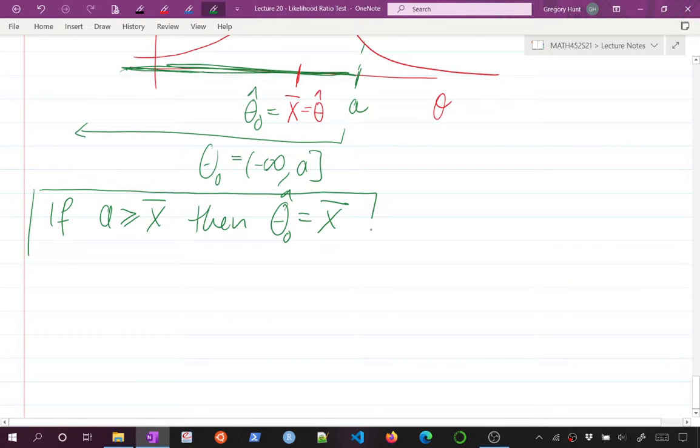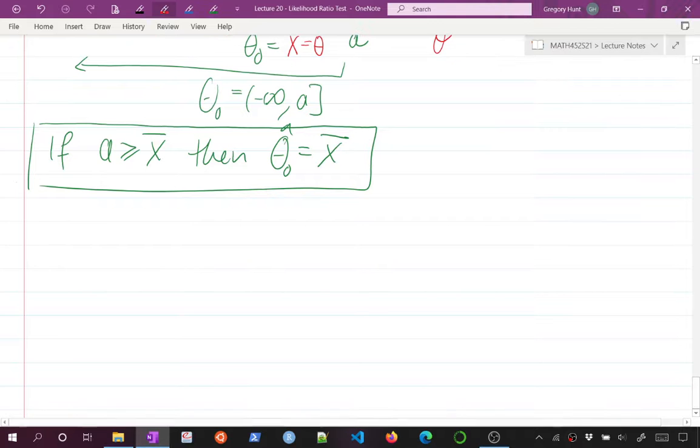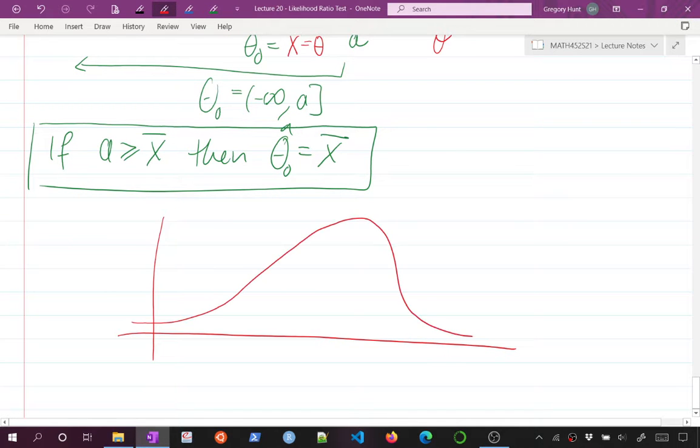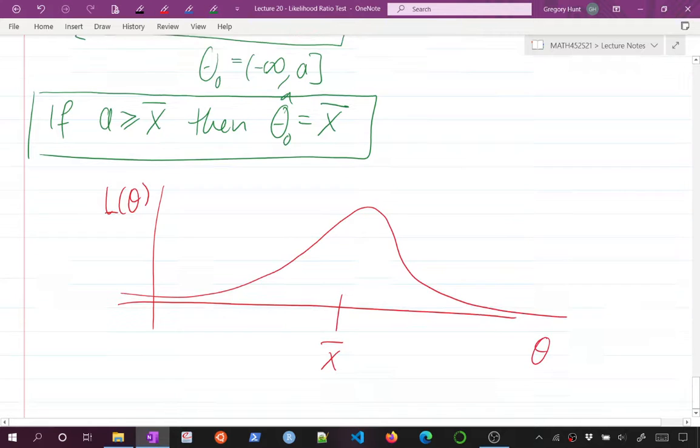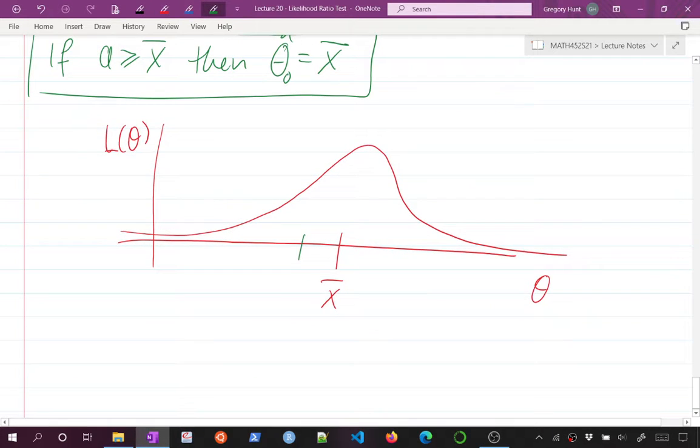That's the easy case. Our second case is, of course, the opposite. So here is x bar, and this is L of theta against theta. It could be that A is over here. So this is when A is less than x bar. I have some value of A that's fixed in advance. Maybe it's 5, right? I want to test if my parameter is bigger or not than 5.